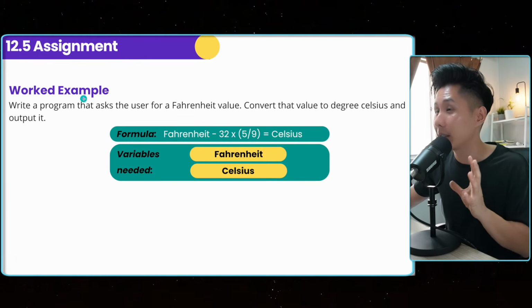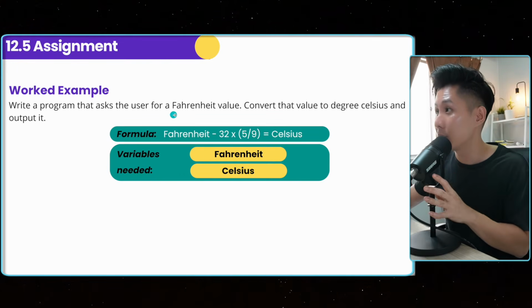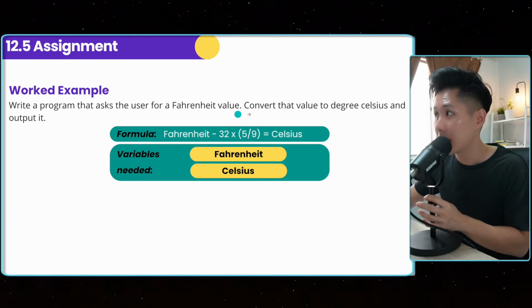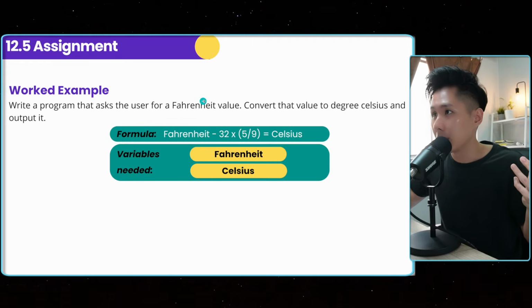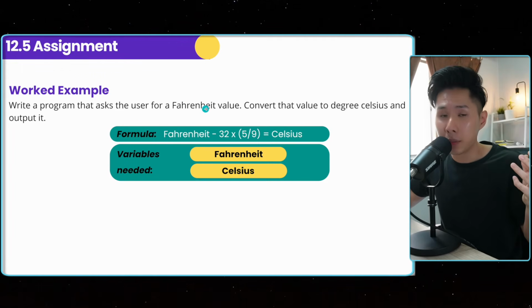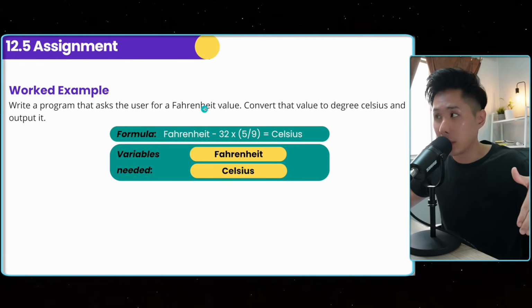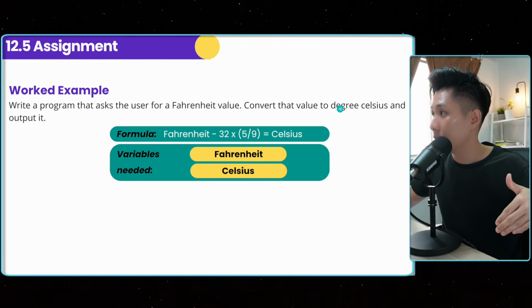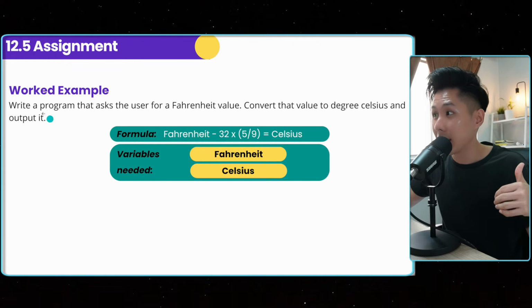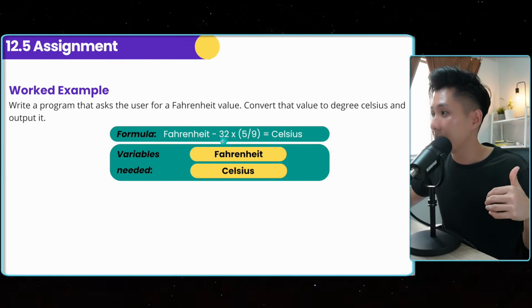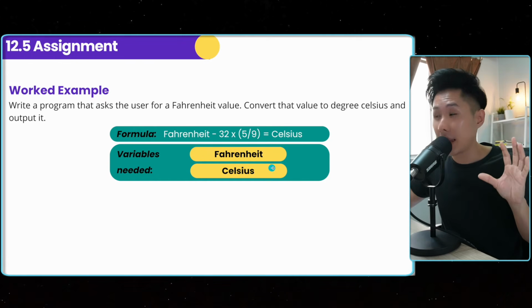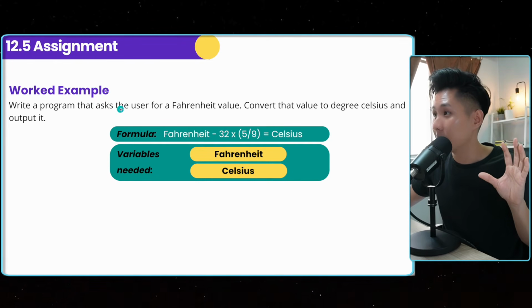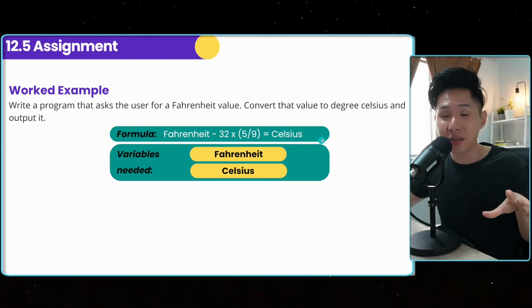So let's look into this work example. Write a program that asks the user for a Fahrenheit value, converts that value to degrees Celsius, and outputs it. It involves a few constructs that we have learned. Asking the user for an input means we must use the input construct. Converting the value to degrees Celsius, and outputting it is another construct. So these are the variables we need to store the Fahrenheit value and also the Celsius value, and we'll use this formula to solve the issue.